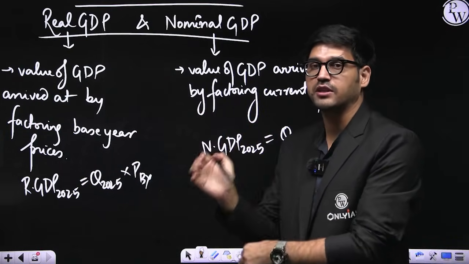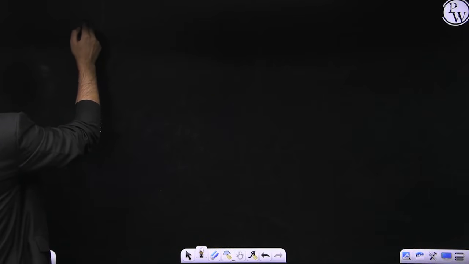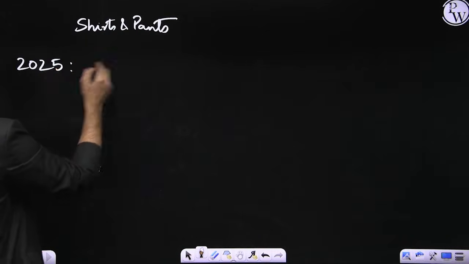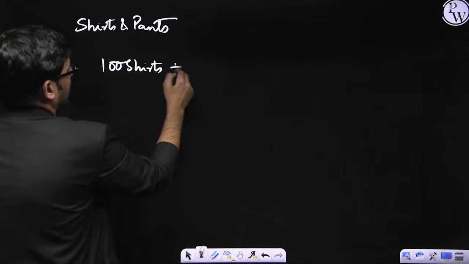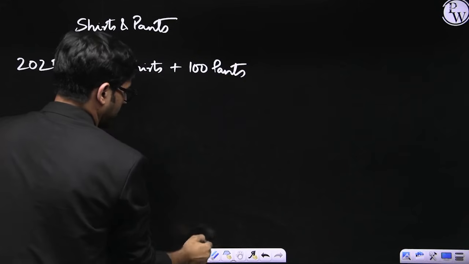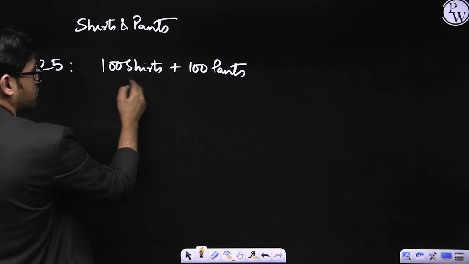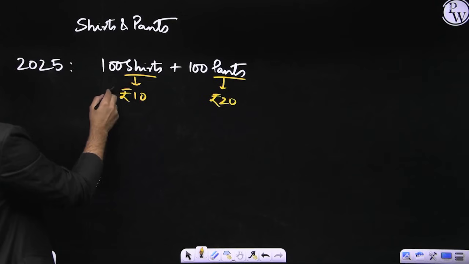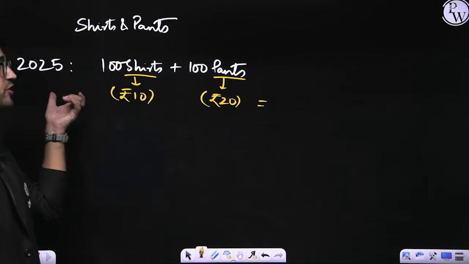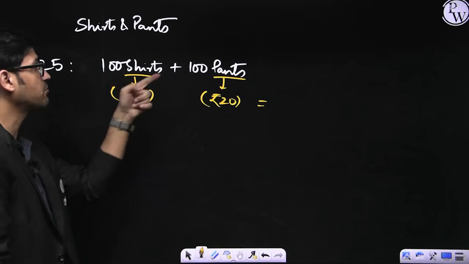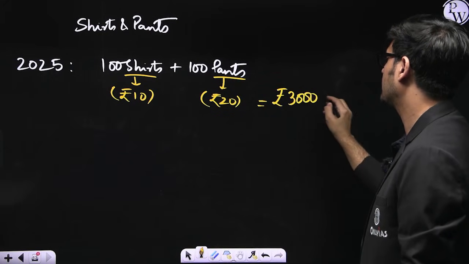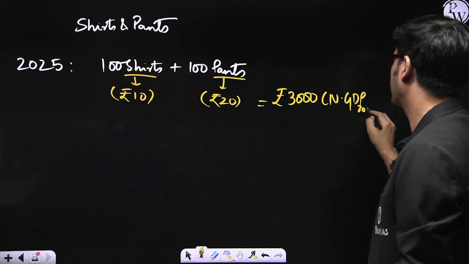Now, why do we have to have these two things separately? Imagine that there is an economy, and in this economy, let's say the output produced is shirts and pants. In 2025, the economy produced 100 shirts and 100 pants. Each shirt was sold at a market price of 10 rupees. Each pant was sold at a market price of 20 rupees. These are prices in 2025, which means that the nominal GDP for 2025 will be 100 multiplied by 10, which is 1000, plus 100 multiplied by 20, which is 2000. Nominal GDP for 2025 would be 3000 rupees.